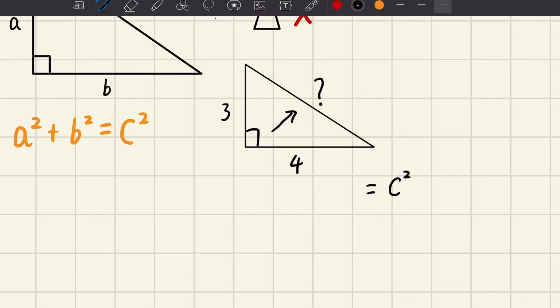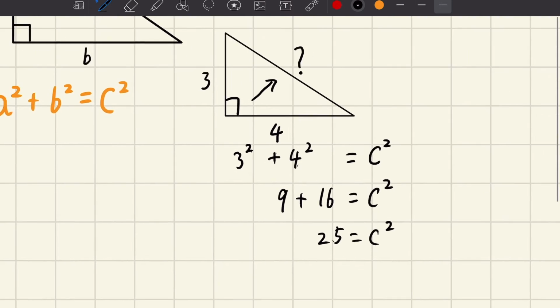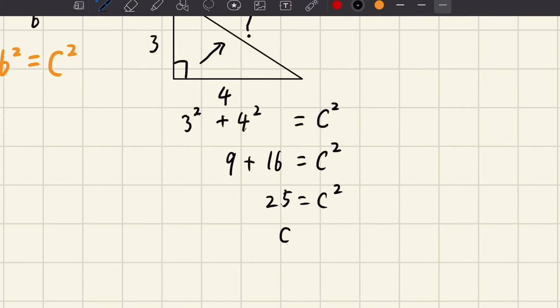Here, the order of a and b doesn't matter. I can say that 3 is a and 4 is b, or I can also say that 3 is b and 4 is a. In this case, I'm just going to say a is 3. So 3 squared plus 4 squared is equal to c squared, and we just need to solve the equation. So 9 plus 16 is equal to c squared, and 25 is equal to c squared. Now c is plus or minus the square root of 25.